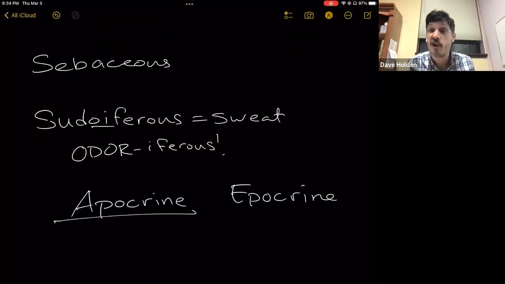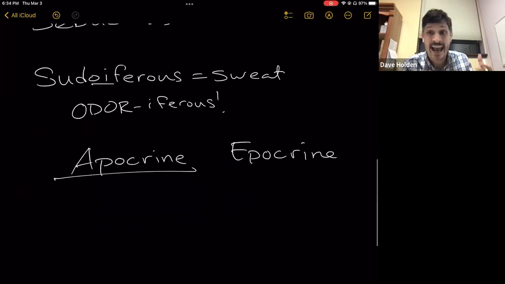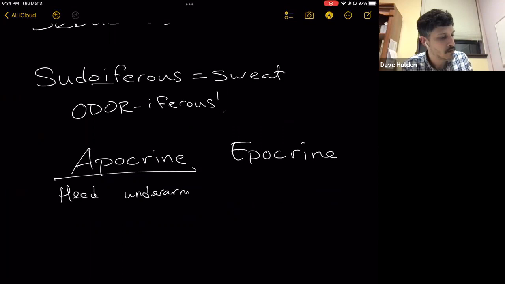So apocrine glands, those are the BO glands. They are more prominent in hairier areas. Head, I won't say armpit, I'll say underarm or axilla. And in the groin, in the genital region.